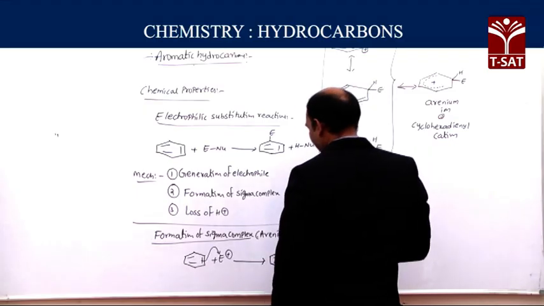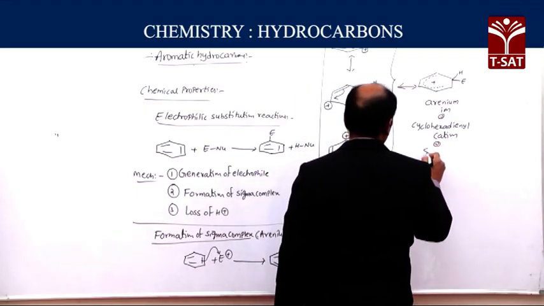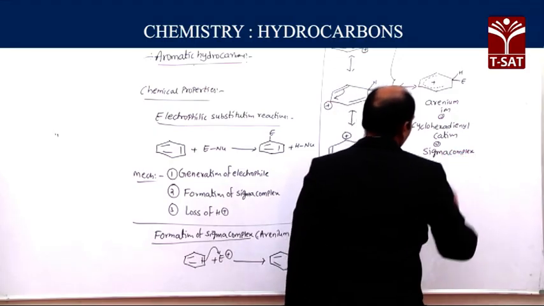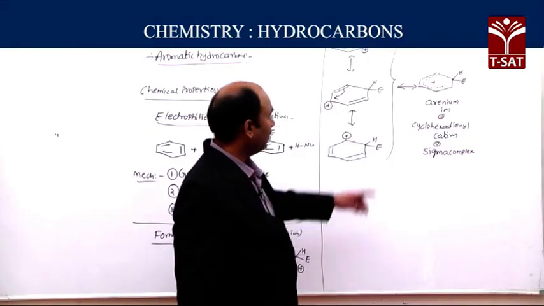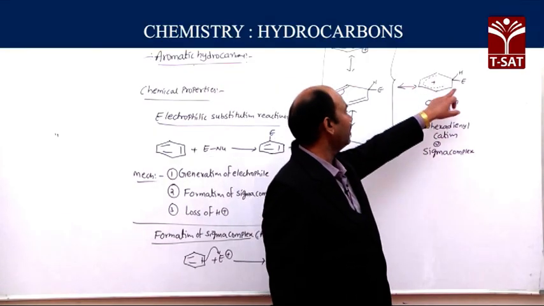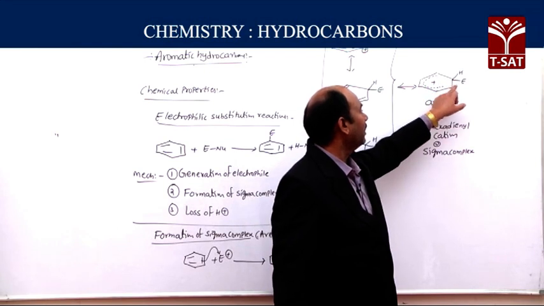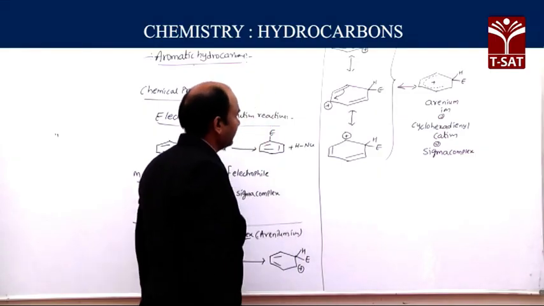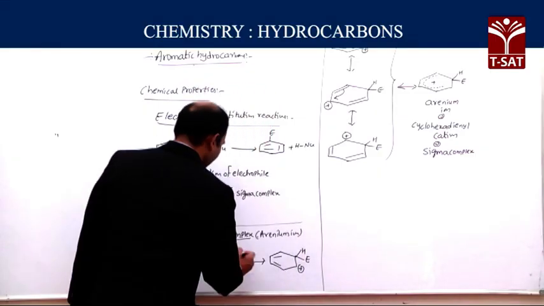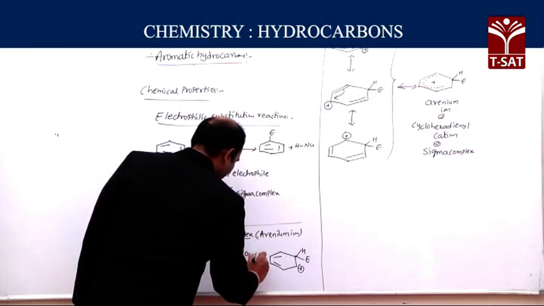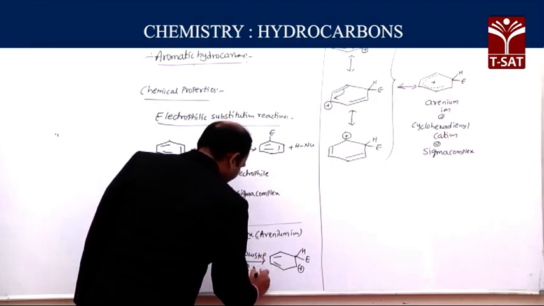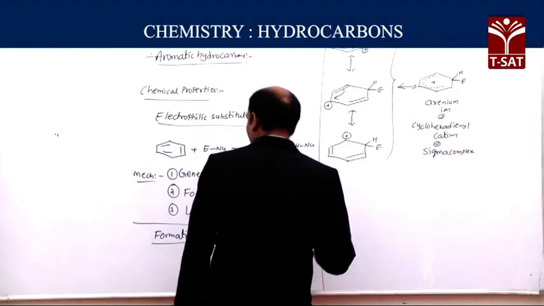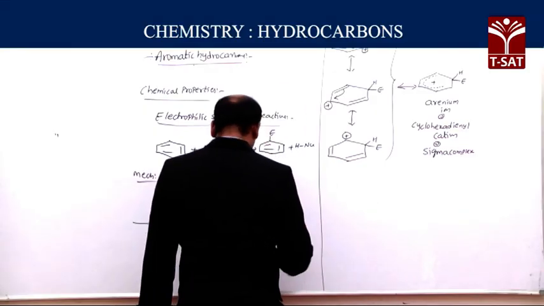This is also nothing but cyclohexadienyl cation, or this is nothing but sigma complex. Sigma complex means, why is it called sigma complex? This is a complex molecule and the electrophile is attached to the aromatic compound by a sigma bond. Therefore, this is called sigma complex. Here this is a slow step. Generally it is a slow step, it is a rate determining step. So this is the third one, a slow step and rate determining step.